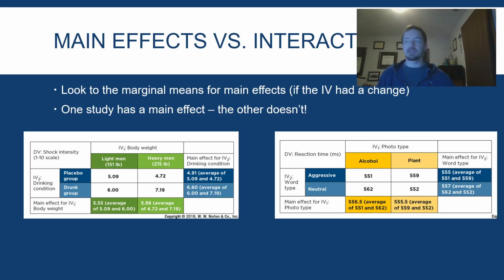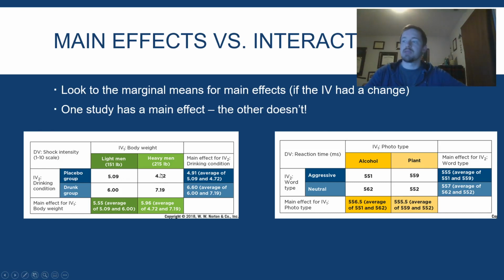So if we are looking at what they call the marginal effects, essentially what that is, is looking at the averages across these conditions. For example, if we were interested in looking at the effects of condition, going back to the alcohol and body weight experiment, we would take the average of placebo and take the average of drunk, and we're going to do what they call collapse across the conditions.